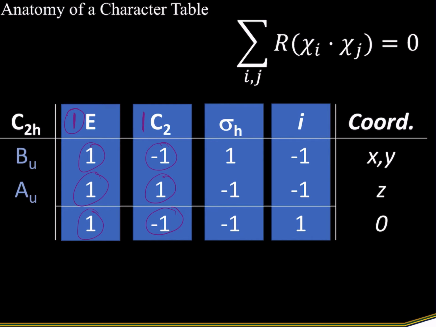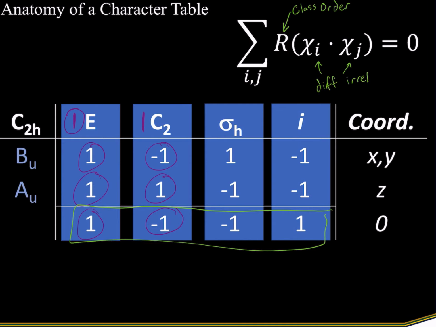Then I would take all of these numbers that we just derived and add them up. That's the sum here. So this R in this equation is the class order. I and J just mean different irreducible representations, so different irreps. And this value chi is the character, or the entry on our character table.